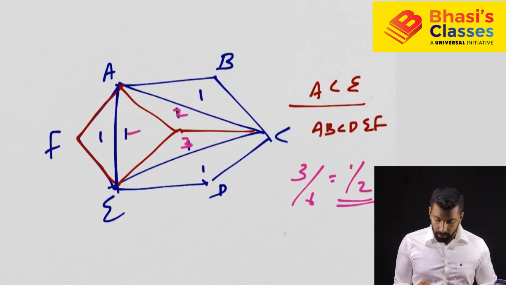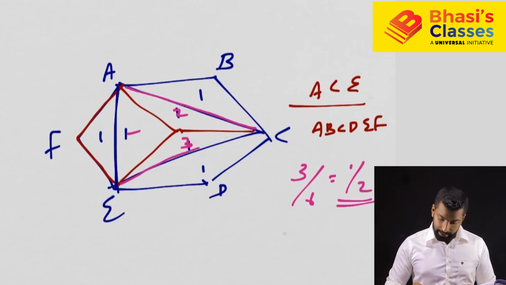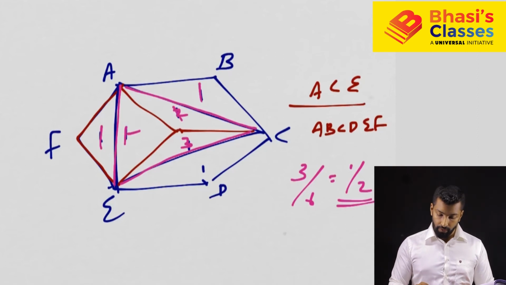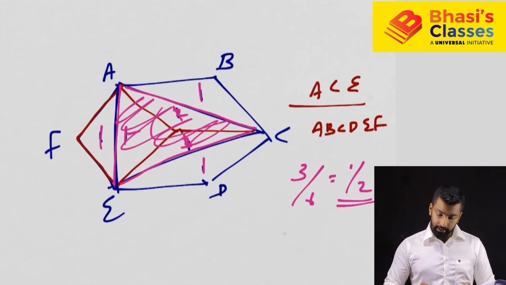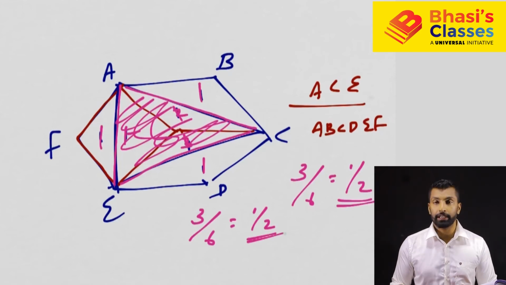Why 1 by 2? Because if you see in all cases, these are diagonals and dividing equally. So 1, 1, 1, 1, 1, 1. 6 equal areas. Out of that, if you want to shade, 3 are shaded. So the shaded region is 3 out of 6. So 1 by 2 is the ratio.